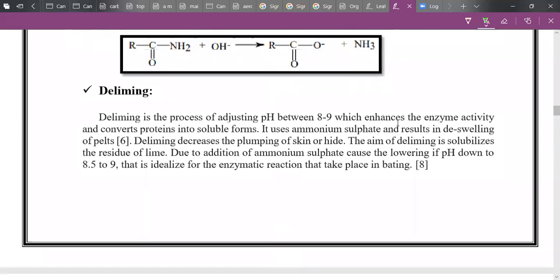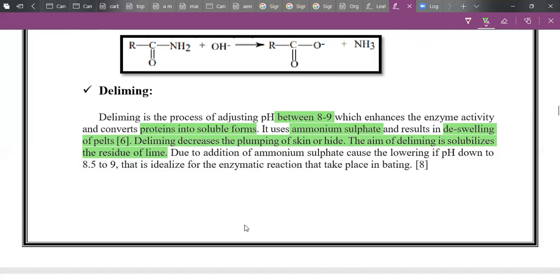Deliming. In the deliming process, we adjust the pH between 8 to 9, which enhances the enzymatic activity and converts protein into soluble form. For this purpose, we use ammonium sulfate that results in deswelling of the pelt. Pelt is the skin of the animal. The skin of the animal is also called pelt.